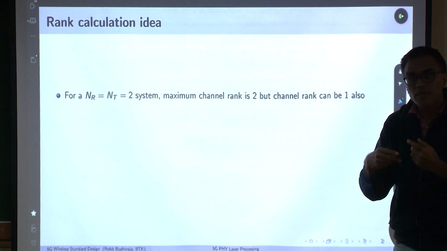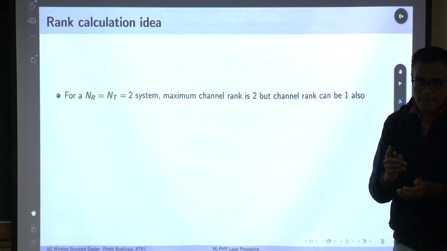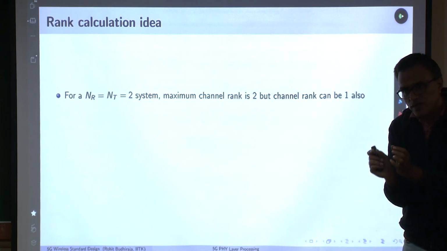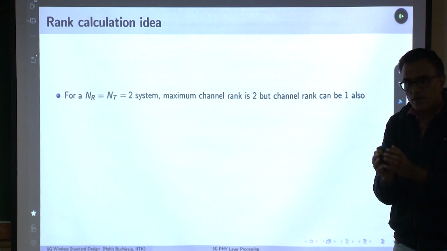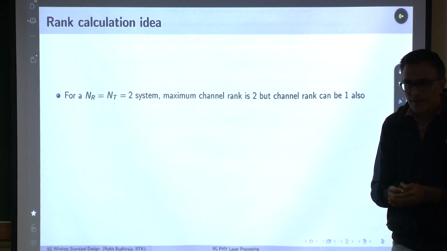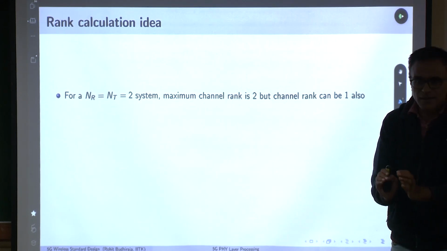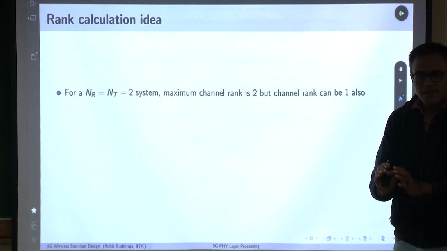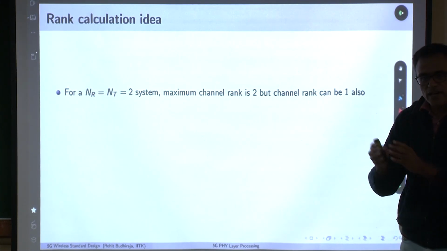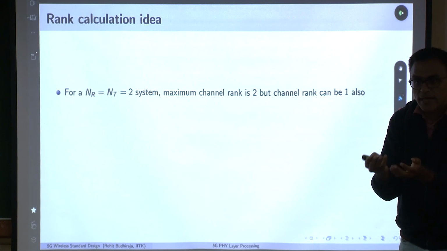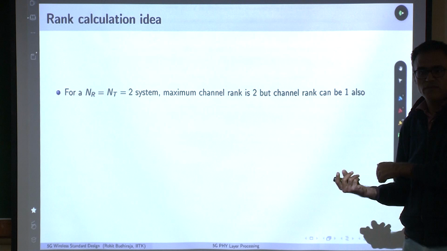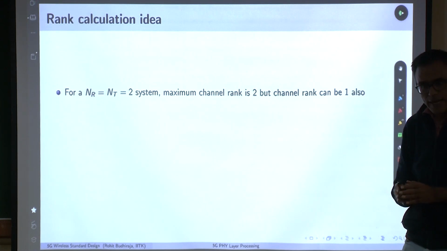Now what is the maximum rank of a 2 cross 2 matrix? 2. What is the minimum rank of a 2 cross 2 matrix? 1. Because if two columns of this channel are dependent on each other, the rank becomes 1. This is basic fundamental linear algebra. The rank can be 1 or 2, and the rank of such a matrix is 2 if the two columns are linearly independent of each other. The rank of this matrix is 1 if the columns are dependent on each other.